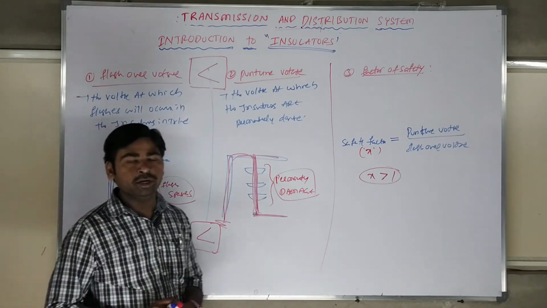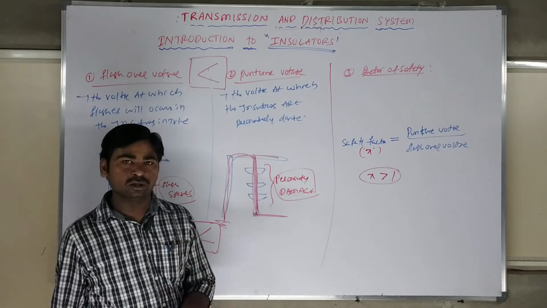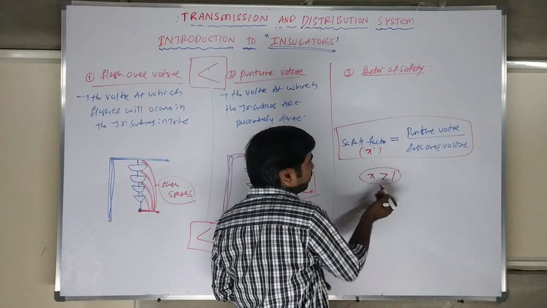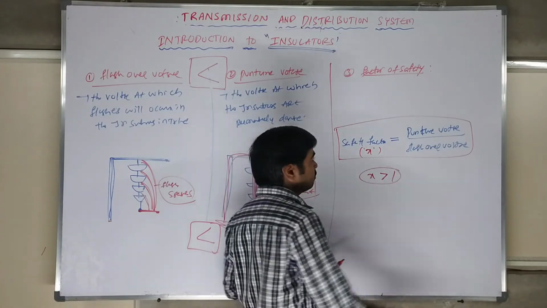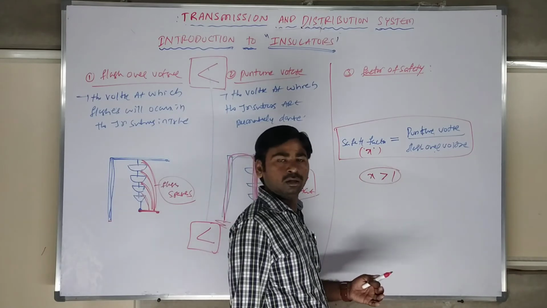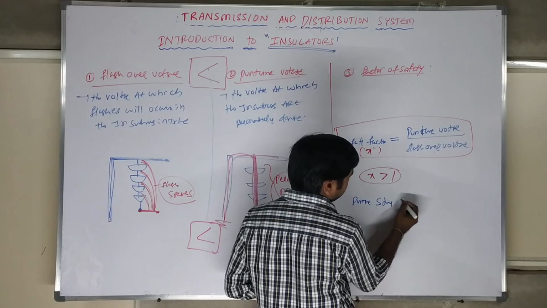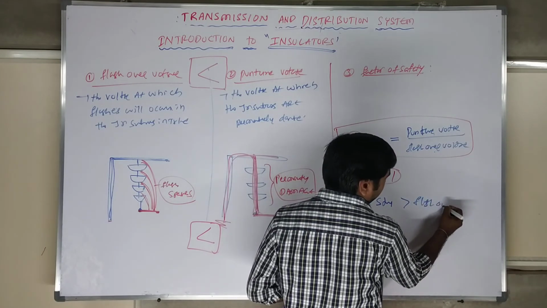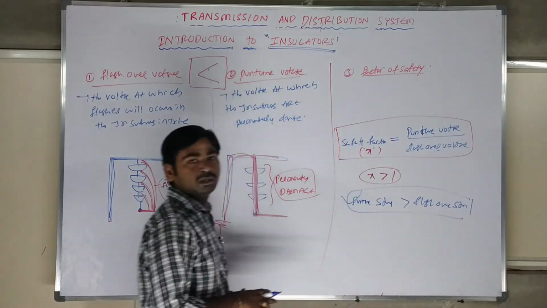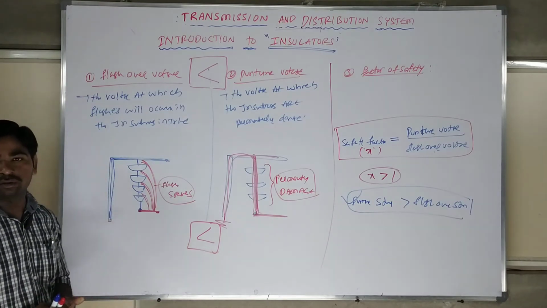If you maintain a high puncture voltage, then the insulator will not be damaged. That is a very good insulator. When designing, you always have to maintain a factor of safety greater than 1. That is, the puncture voltage is greater than the flashover voltage. We can say the puncture strength is greater than the flashover strength. In such a way you have to design your insulators. This is the puncture voltage and flashover voltage in the insulator concept.